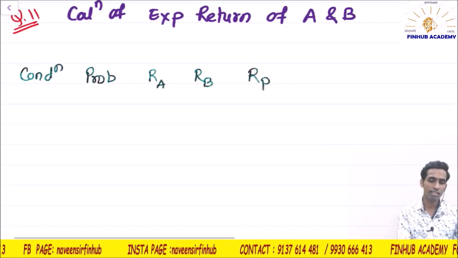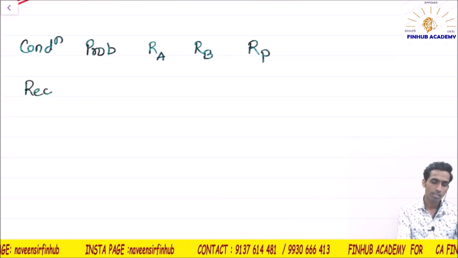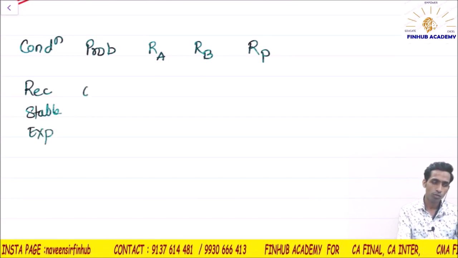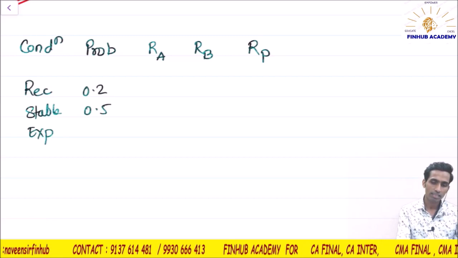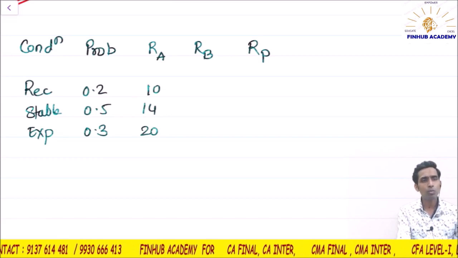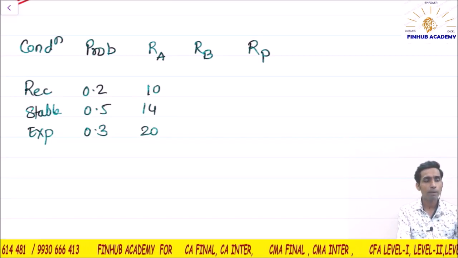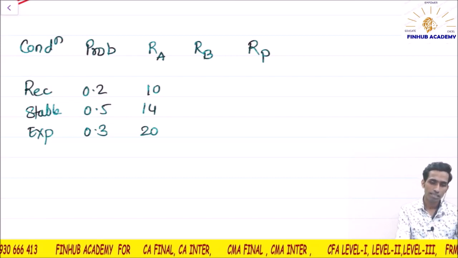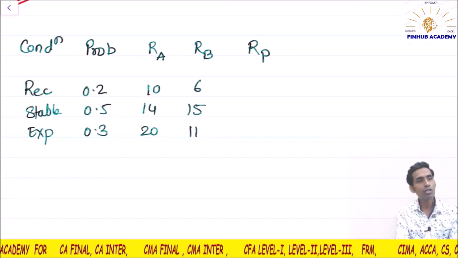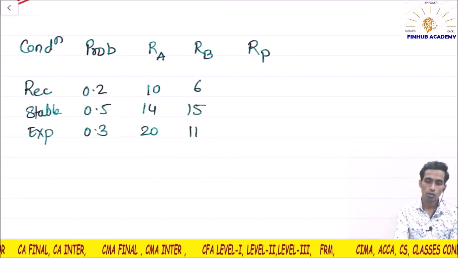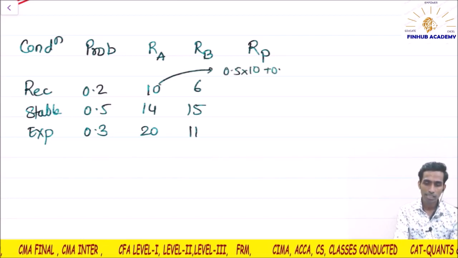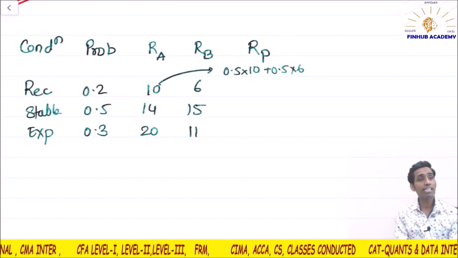This type of sum we have done. So recession, stable, expansion. Probability is 0.2, 0.5, 0.3. Return is 10, 14, 20. Can return be in rupees? It should be in percentage, and the percentages given are 15 and 11. How do we calculate return on portfolio? Weighted average. So 0.5 multiplied by 10, the first one, plus 0.5 multiplied by 6. If you remember, if the weights are equal, you can take the simple average.